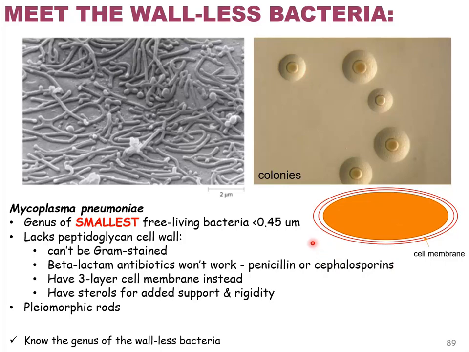Since they don't have a cell wall, clearly beta-lactams or penicillins cannot work on them, so that type of antibiotic cannot work. Also, because they don't have a cell wall, they don't have a defined shape, so they're pleomorphic. They look like little fried eggs on an agar plate. And because they don't have a peptidoglycan cell wall, they cannot live for very long out of a body, so they're transmitted through close contact from person to person.